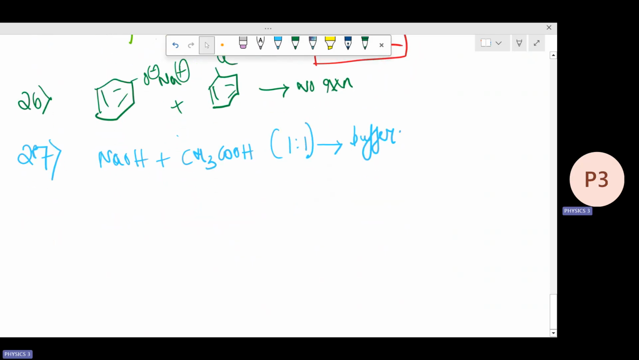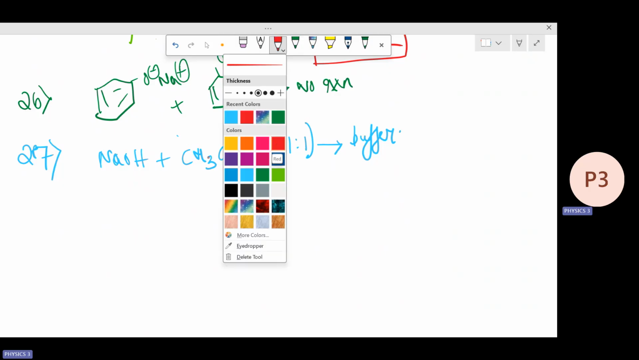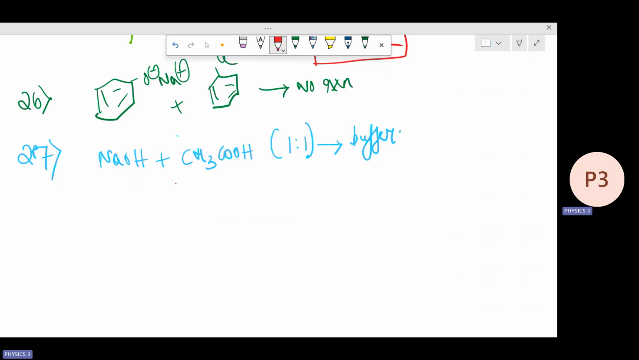Next question, which one will be distinguished by Fehling's test? I hope all of you know benzaldehyde and acetone can easily be distinguished, because one of them will give the differentiation test with Fehling's. Hence both acetone and benzaldehyde can be differentiated by Fehling's test.